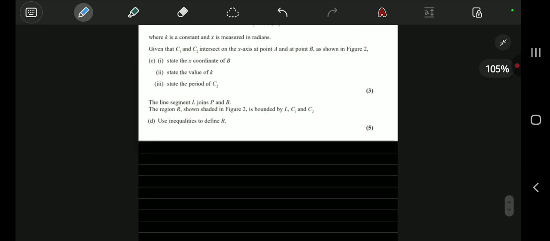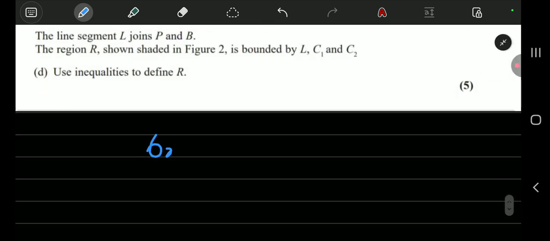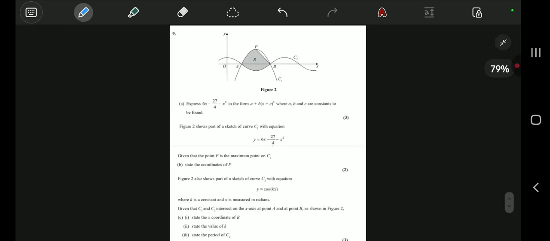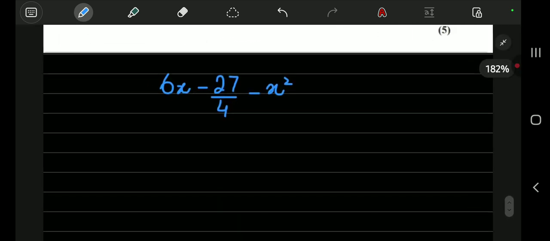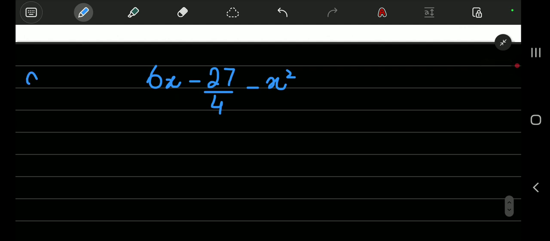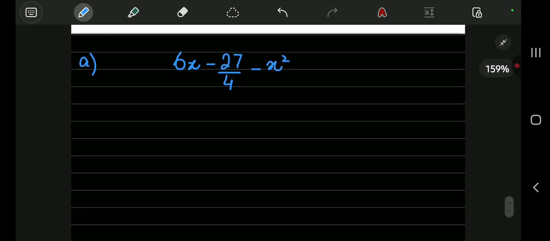6x minus 27 over 4 minus x square. Okay, this is your equation and you need to change it into completed square form. So how do we do this? Whatever is the coefficient of x square, we take that common. So here it is minus 1, so x square minus 6x plus 27 over 4. Okay, then this is your step 1.